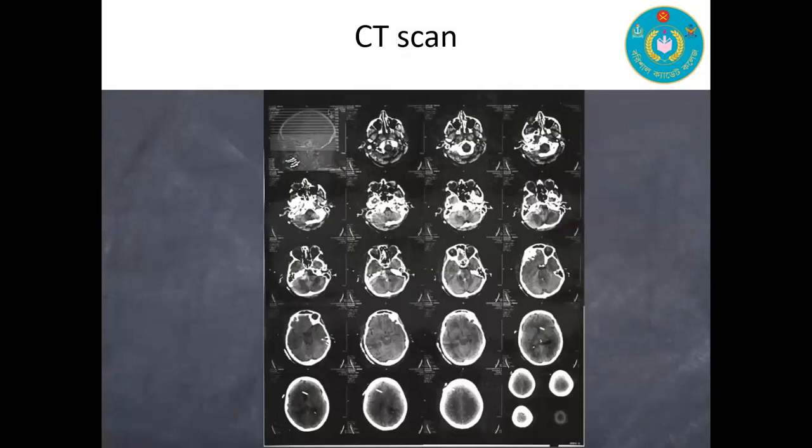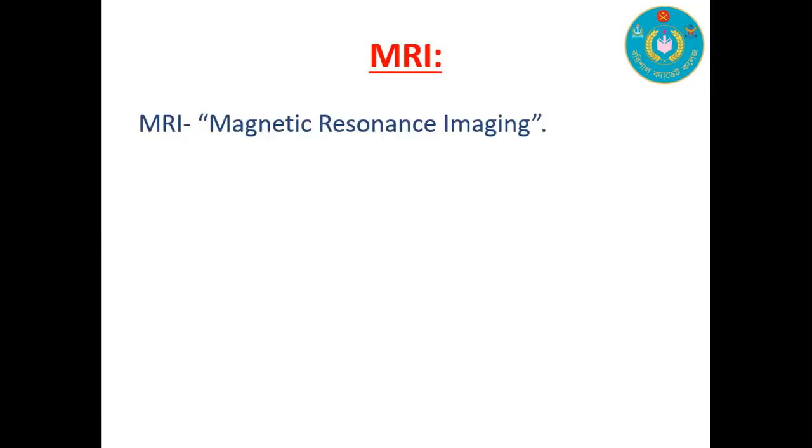Actually, we want to get a three-dimensional image, but at first by using X-ray we get two-dimensional images, and all these two-dimensional images are accumulated by computed tomography, then we get a three-dimensional image.